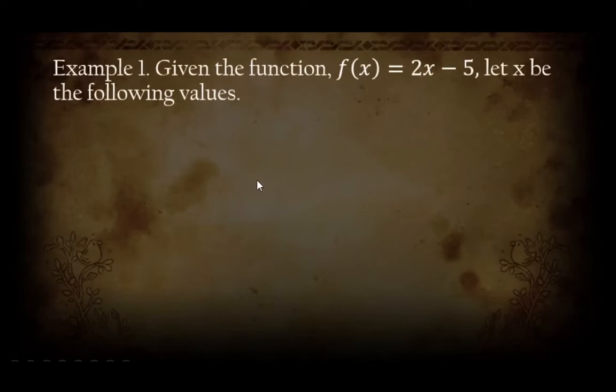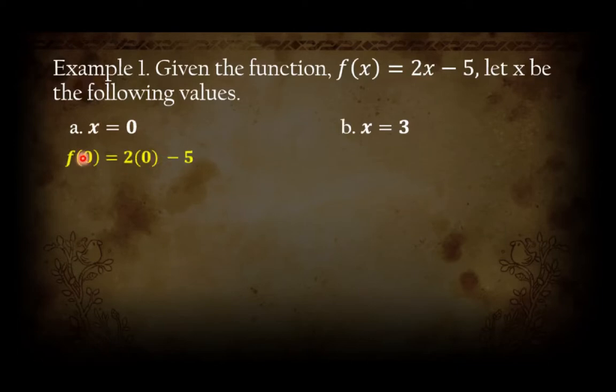Also, let's try an example for this given function. F of x equals 2x minus 5. Let x be the following values. So these are the values of x, the inputs. We will plug these into the original equation. So, the placeholder here is x; we plug in 0 for x. So it becomes 2 times 0 minus 5. 2 times 0 is 0. Which leaves us f of 0 equals negative 5. And this will be the final solution for this particular input. Okay? The input is 0, the output is negative 5.